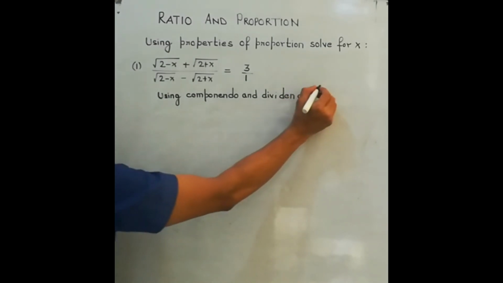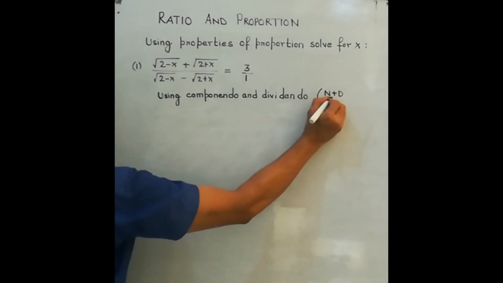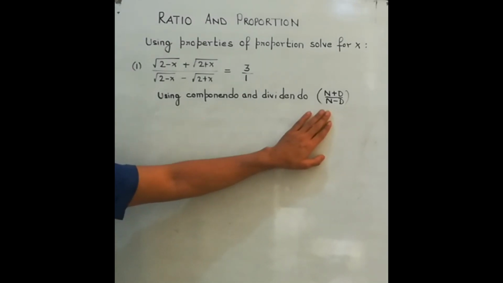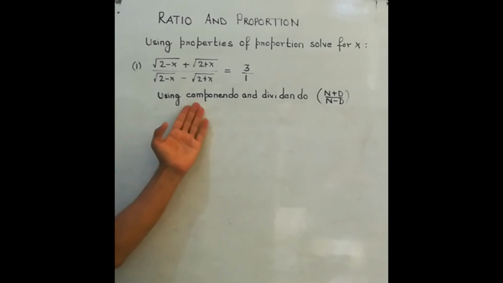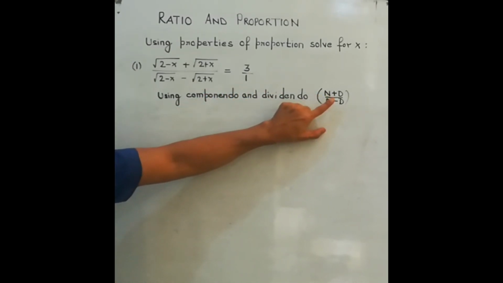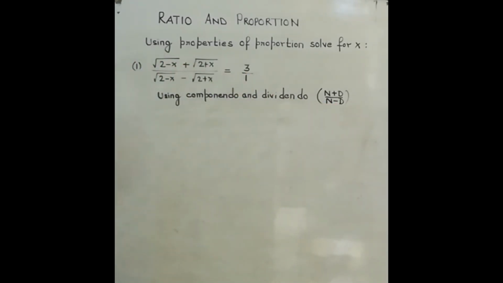And I will tell you in short how to apply this property. In short, I have written how to apply this property. Now you don't have to write this in the examination. Just to explain to you, whenever we are using componendo and dividendo, you will write the result numerator plus denominator upon numerator minus denominator on the left side as well as on the right side. Now let us apply this property on this question.